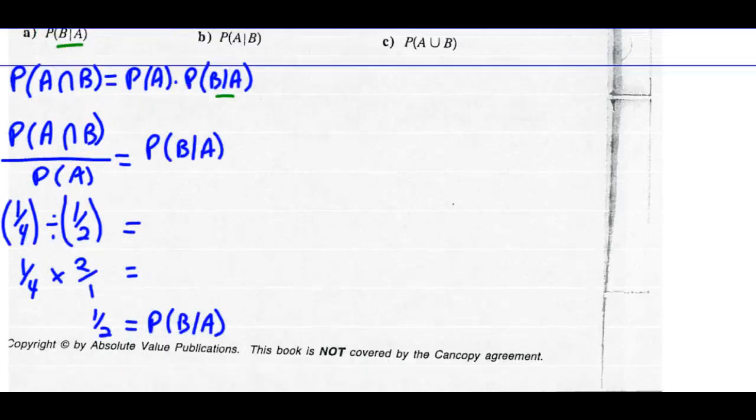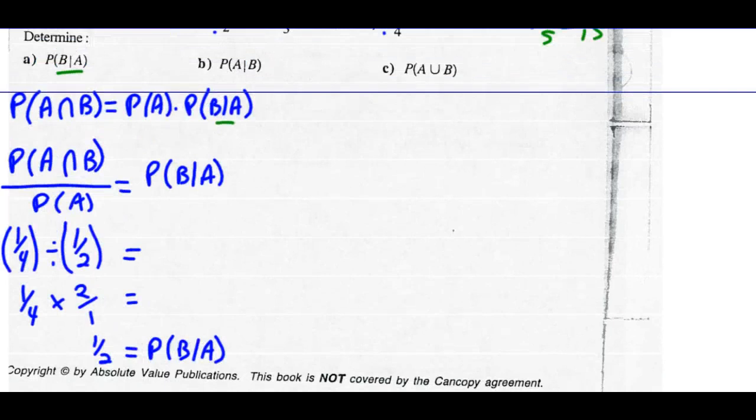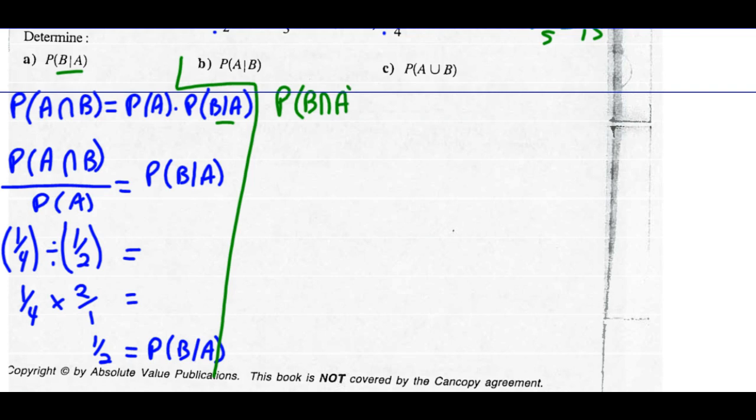Let's look at part B. What's the probability of A given B has occurred? Well, we've really got the same formula here. We just want to rewrite it. So if I take some space, the probability of B intersect A should be the probability of B times the probability of A given that B has occurred. Right? That's right from your formula sheet. We're just substituting different things in.